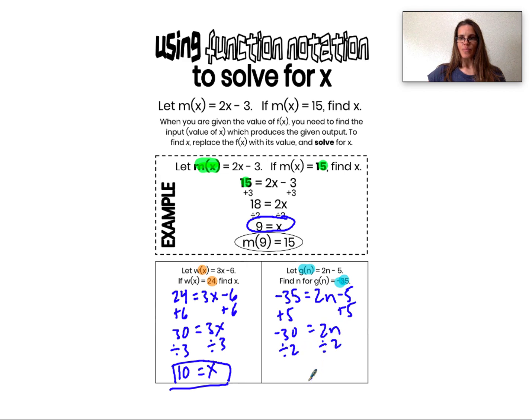The last inverse operation is to divide by 2. I have negative 15 equals n equals negative 15. For the function g of n, an input of negative 15 gives me an output of negative 35. The function notation statement would be g of negative 15 equals negative 35.